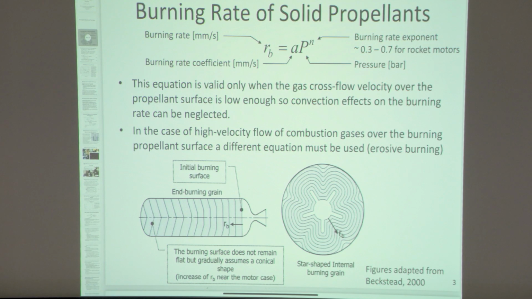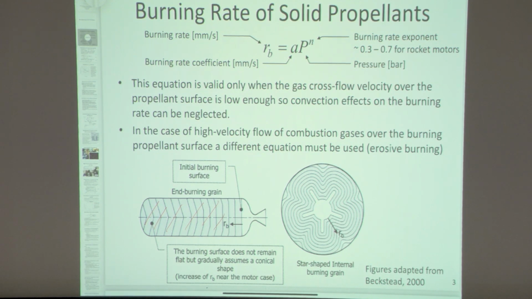In the case of a high velocity flow of combustion gases over the burning propellant surface, a different equation must be used because now I've got to include erosive burning. I show here two different types of solid propellant motors, not going into any detail. If this is my grain and this motor on the left, this is the surface I'm going to ignite. This is referred to as an end-burning grain. And here you can see I'm going to have minimal cross-flow.